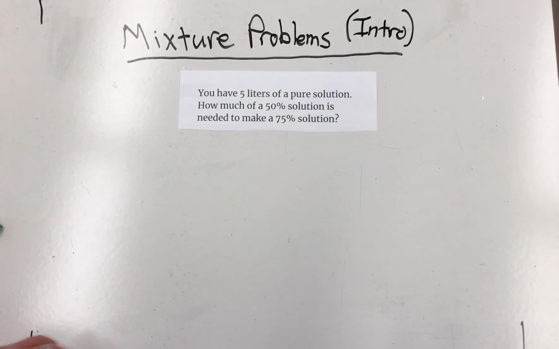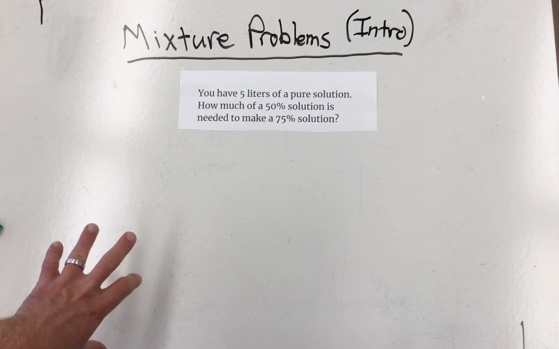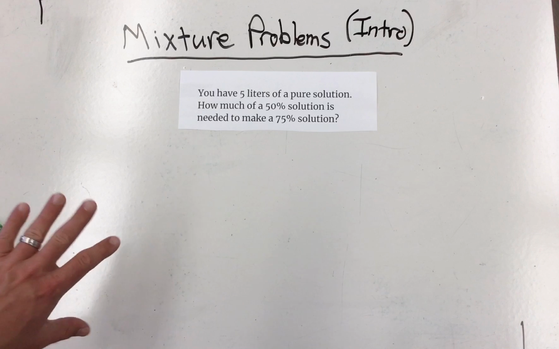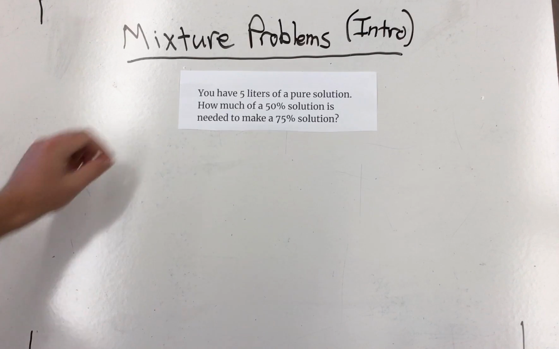Let's say you have 5 liters of a pure solution. How much of a 50% solution is needed to make a 75% solution? Now, take a second, look at it, read it, process it. I bet if you tried hard enough, you could probably figure out what the answer is, especially with these numbers. But I chose these numbers because they're easy enough to demonstrate and they'll help show us the process that we need to do this.